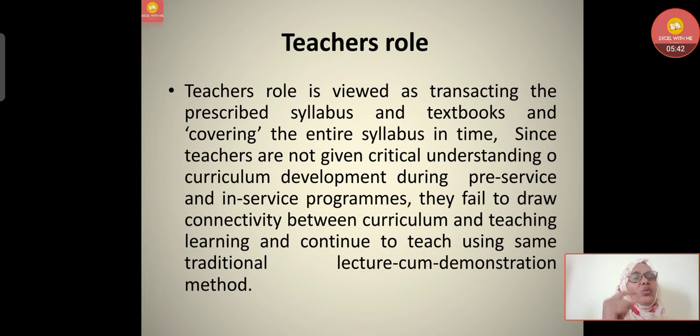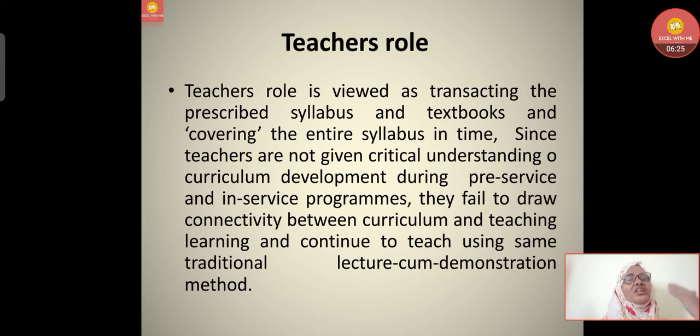Now the main topic, what is the role of the teacher? These are all the questions that arose related to curriculum development earlier, how it used to be. Now let's see what could be the role of the teacher for this curriculum development. Teacher's role is viewed as transacting the prescribed syllabus and textbooks and covering the entire syllabus in time. Since teachers are not given critical understanding of curriculum development during pre-service and in-service programs, they fail to draw connectivity between curriculum and teaching learning and continue to teach using the same traditional lecture cum demonstration method.